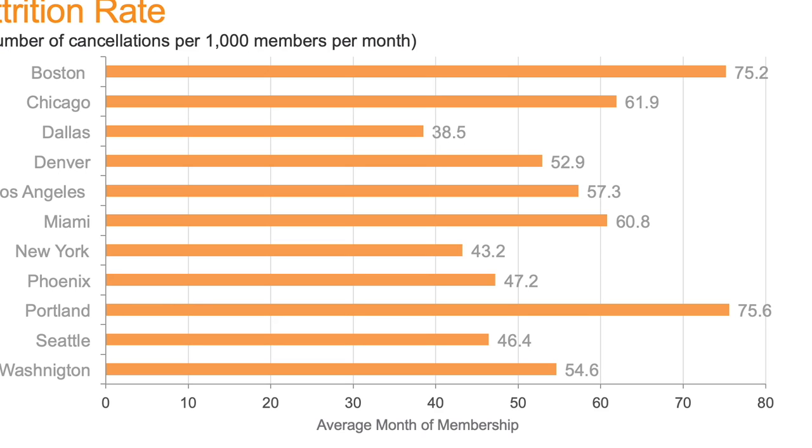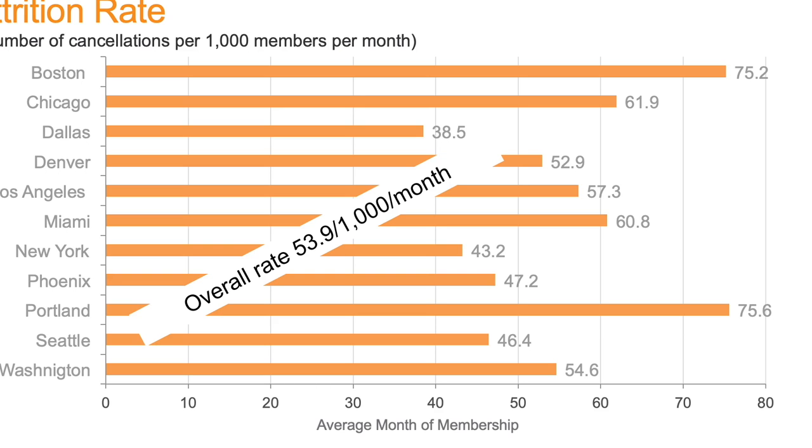So when you're looking at an attrition rate like this, anything that is a lower number is a good number. That means fewer people are cancelling. Anything that's a higher number is a bad number. So an organisation like this, their average is 54 customers per 1,000 per month. Anything below that dashed red line are sites that are performing better than the average. Anything to the right of the red line are the sites that are performing worse than the average.